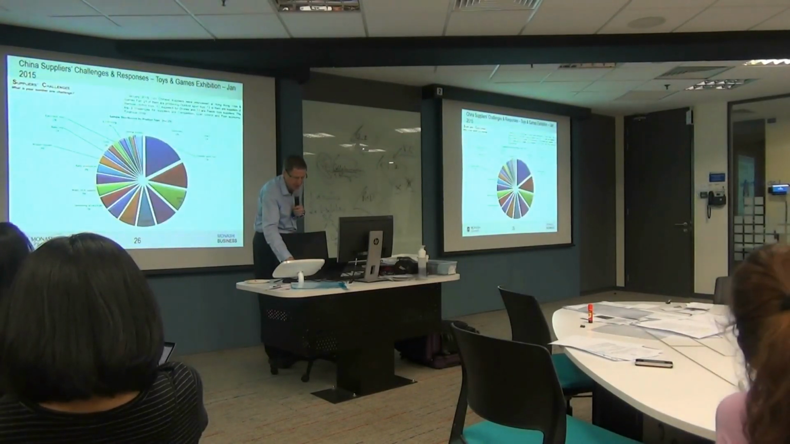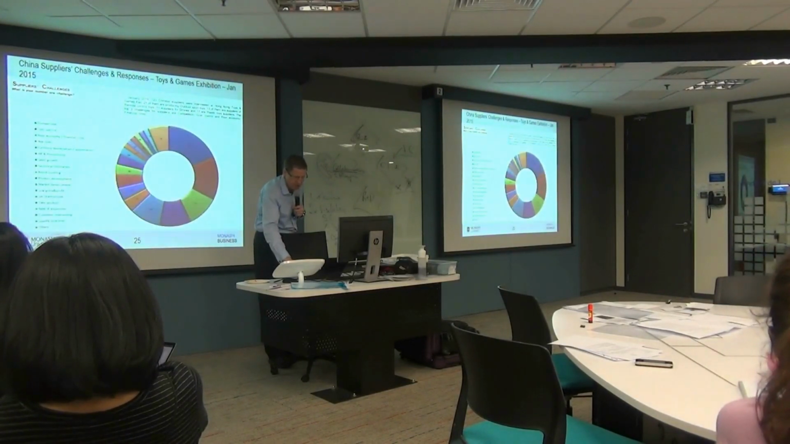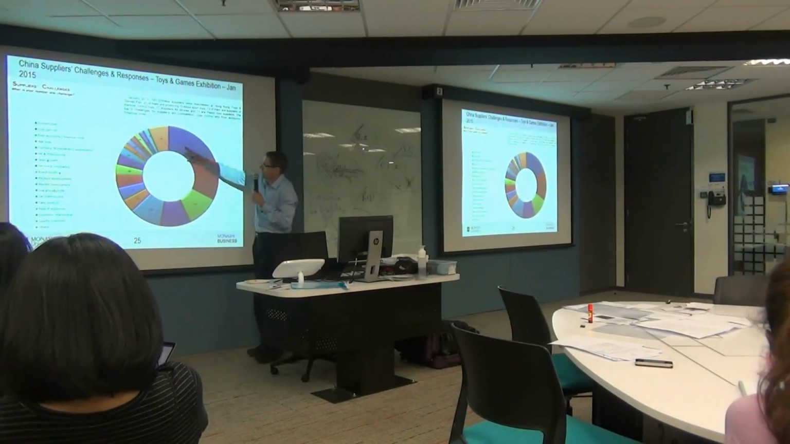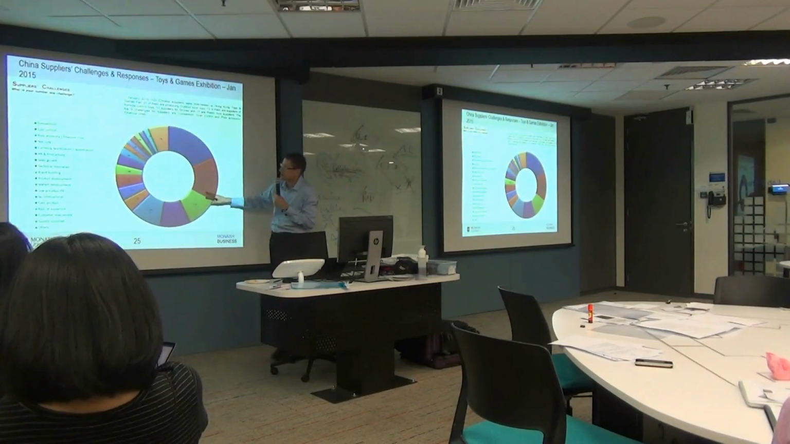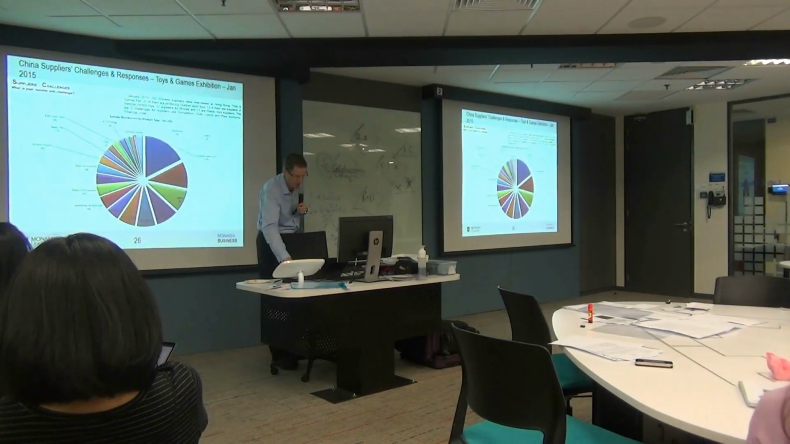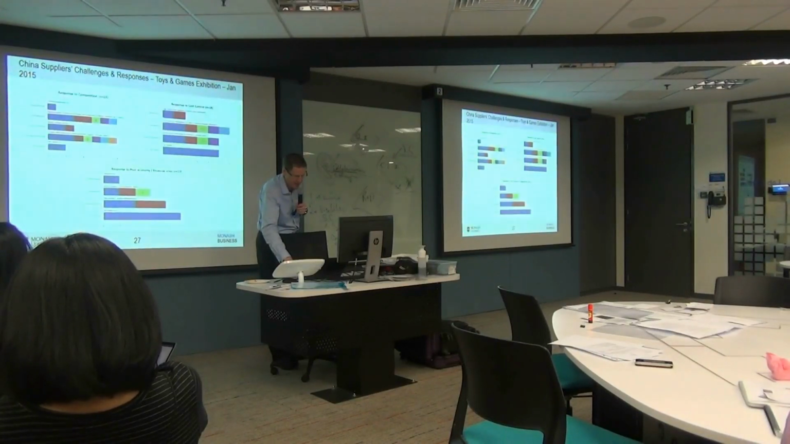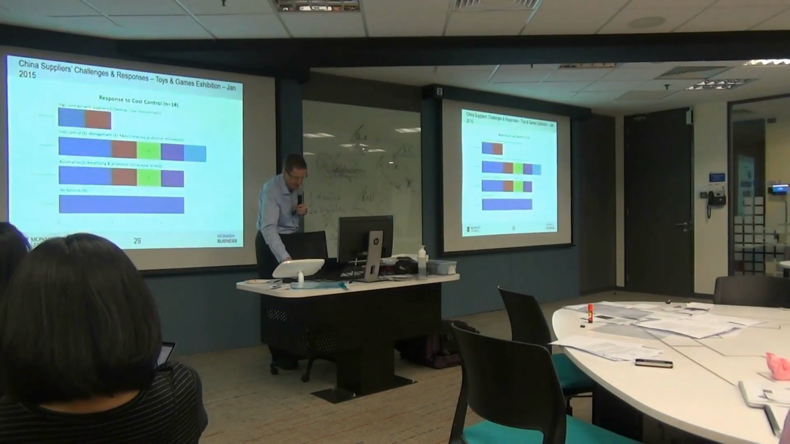Toy and game exhibition. What is their number one challenge? Well, 18% say competition, cost control. Okay, poor economy. You can see that cost control is at the forefront of a lot of these Chinese suppliers.